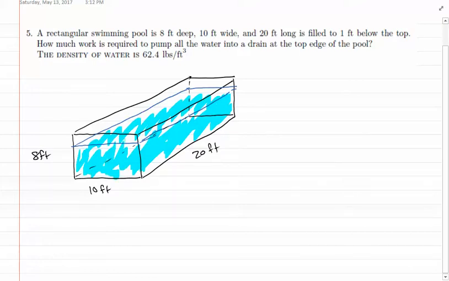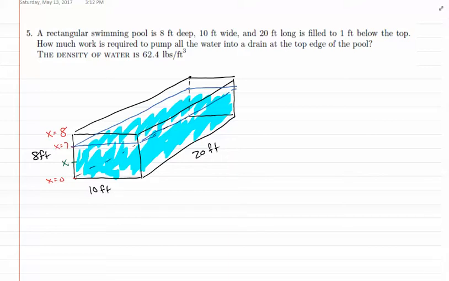Okay, and we want to figure out how much work is required to pump all the water to the top of the pool. So what we're going to do is label the x-axis, which will actually be vertical here. The bottom, I'm going to call x equals 0. The top, I'll call x equals 8. Of course, x equals 7 is going to be important because that's where the top of the water is right now.